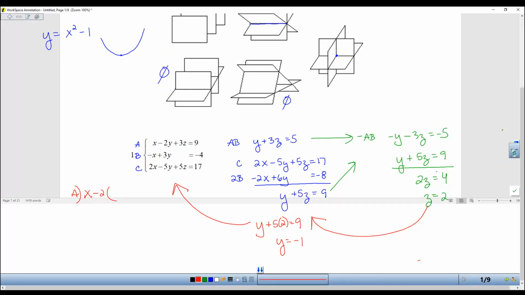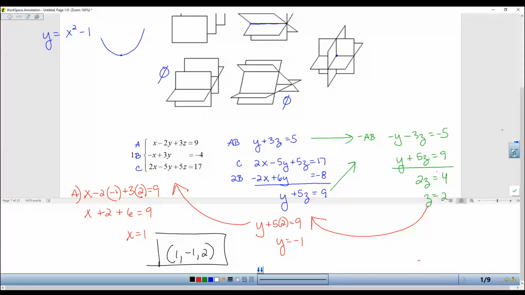Minus 2 times, I just found out that y is negative 1. And earlier I found out that z is 2. And so now I can find x. x plus 2 plus 6 is equal to 9. x is equal to, this is 8, so 1. And then the last step is to express your answer as an ordered triple. And that is how you solve a system.